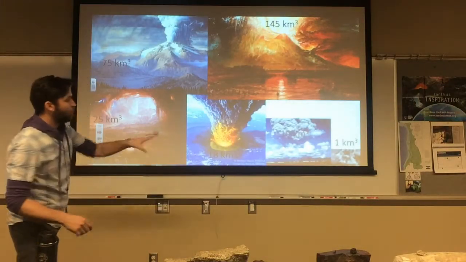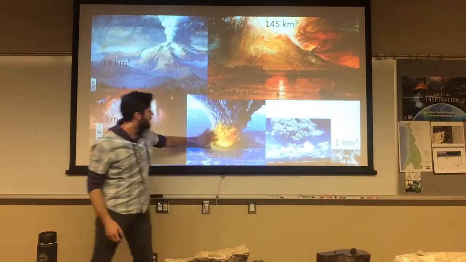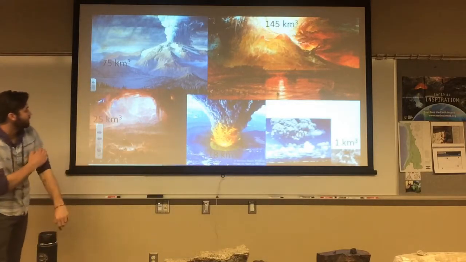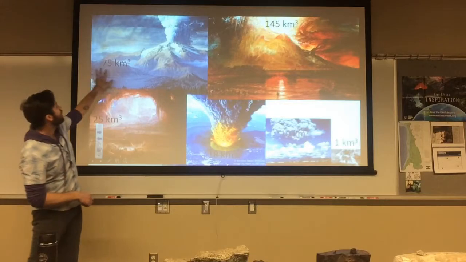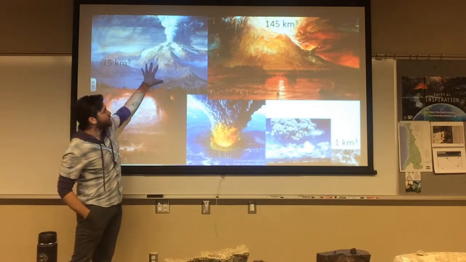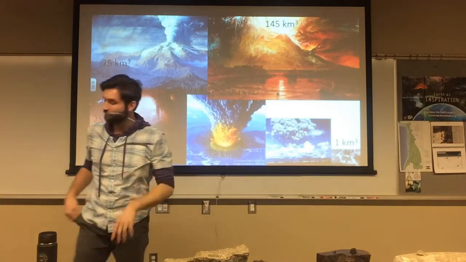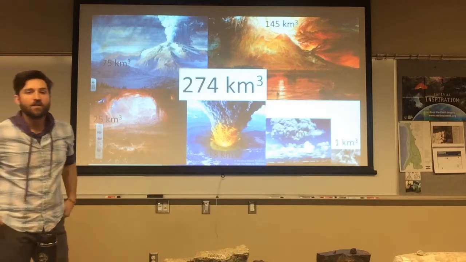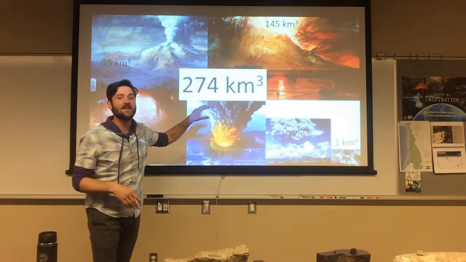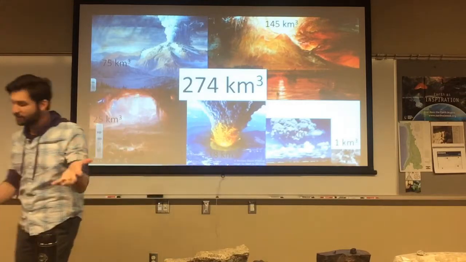Here we have 1 cubic kilometer, Mount St. Helens, 10 cubic kilometers, Mount Pinatubo, 18 cubic kilometers, Krakatoa, 25 cubic kilometers, Vesuvius, Turtle Island, 75 cubic kilometers of ash here in Crater Lake, 145 cubic kilometers, Tambora. Together, that's about 275 cubic kilometers of material in this set of eruptions that we're talking about. Now, that's a lot of material.